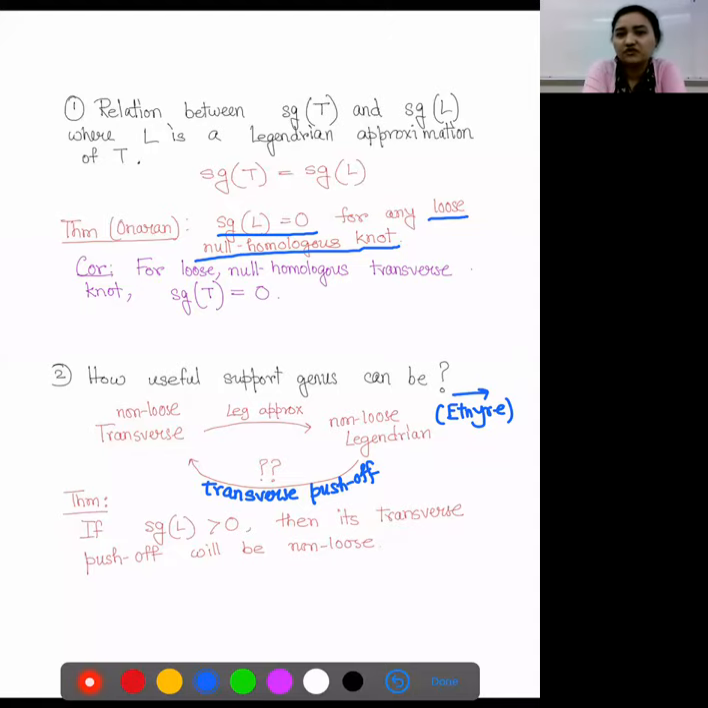We do not know under which conditions it will always preserve non-looseness. But here is a theorem, collecting all these results together. If we start with a Legendrian knot whose support genus is already greater than 0, in that case, its transverse push-up will be non-loose. And this is not true for the unknot. The unknot does not have support genus greater than 0. Its support genus is actually 0. And that's why it doesn't work for unknots.